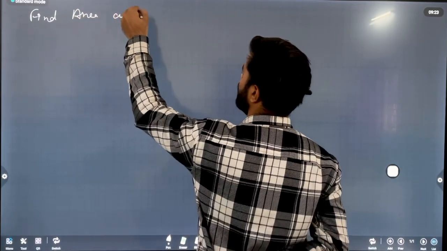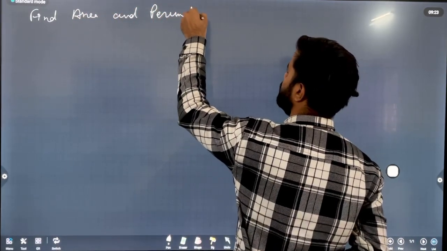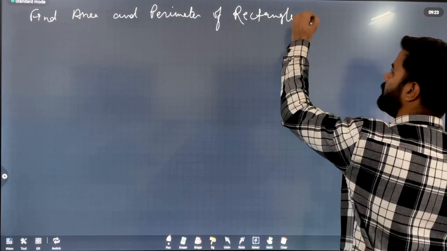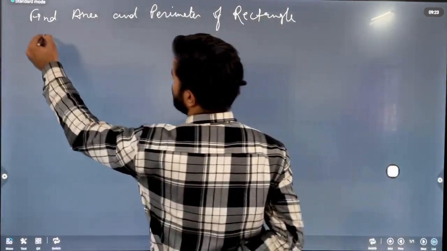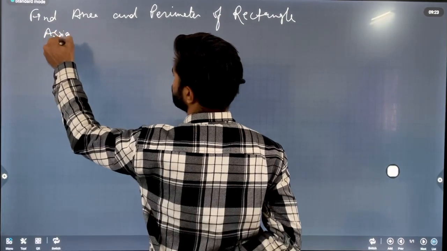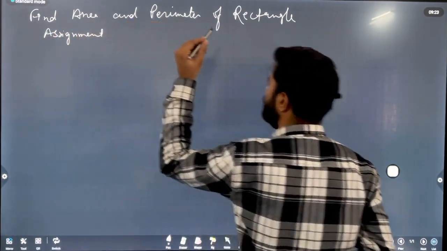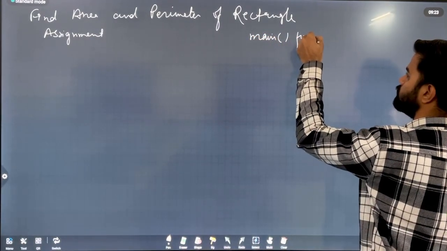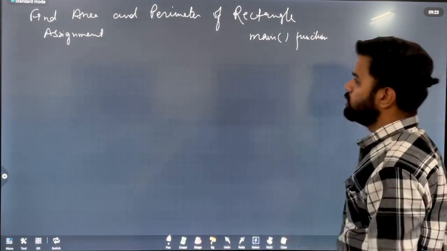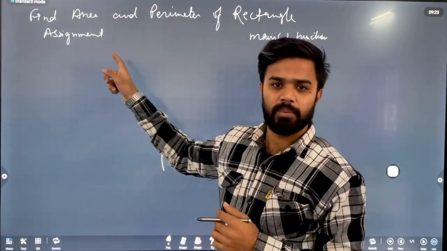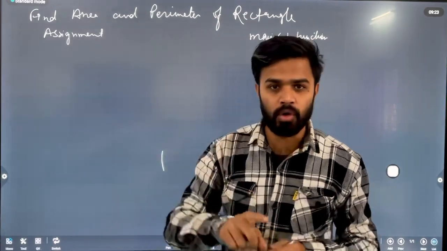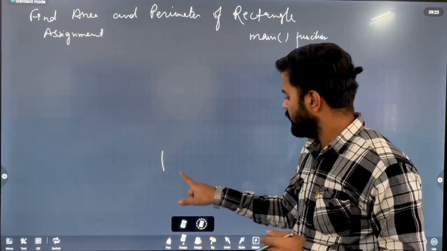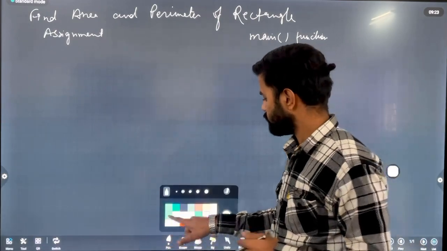Suppose we need to find the area and perimeter of a rectangle, with assignment statement and with main function. When we use an assignment statement, the value is initialized by the programmer, we all know. And if we use the main function, then whatever value is there will be initialized by the user.